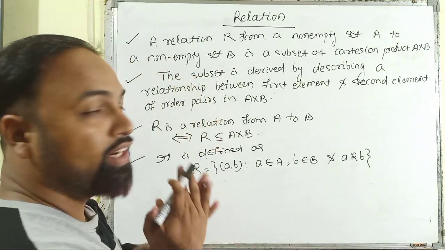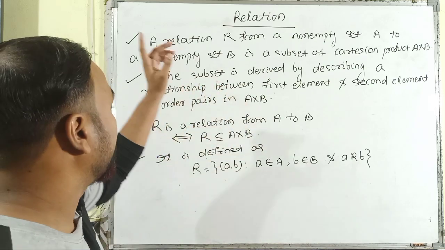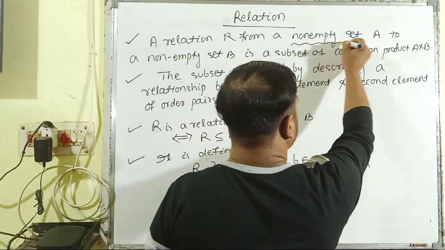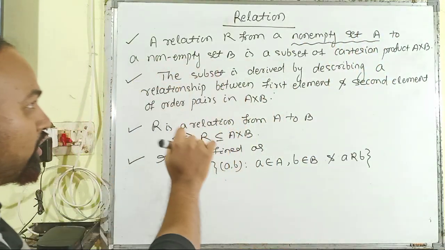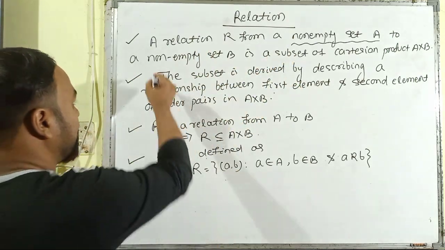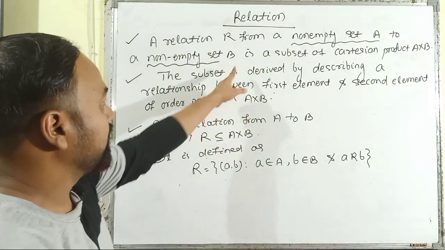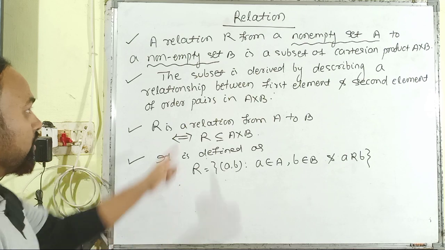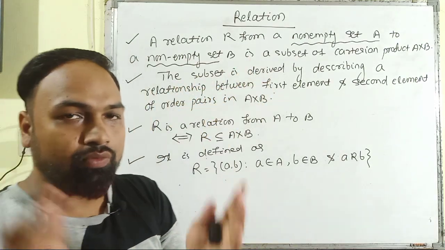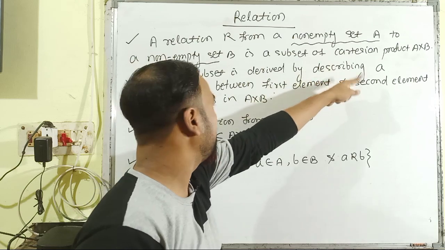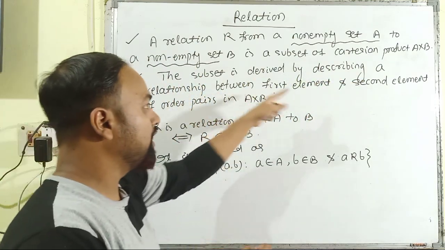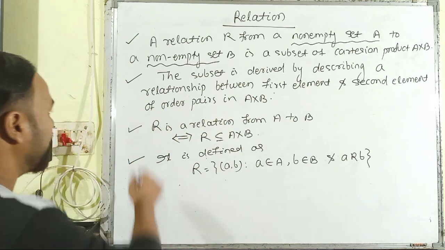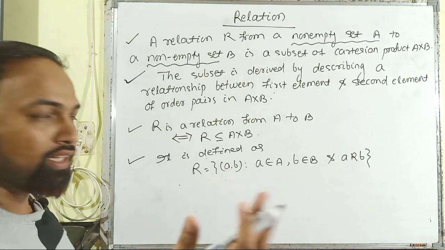Then moving towards the complete or exact definition of relation, and that is a relation R from a non-empty set A. So first of all, we have to consider a non-empty set A, and it is the relation from a non-empty set A to the non-empty set B. And it is a subset of the Cartesian product A cross B, and I have already explained to you, the subset is derived by describing a relationship between the first element and the second element of ordered pairs in A cross B. I have already explained it to you a little while ago by taking an example.